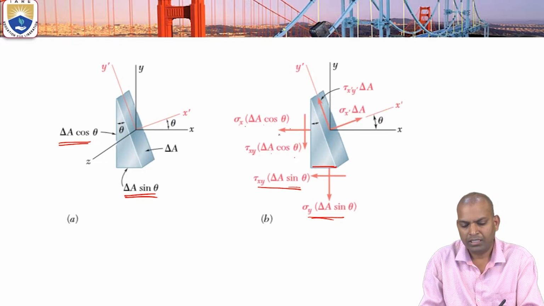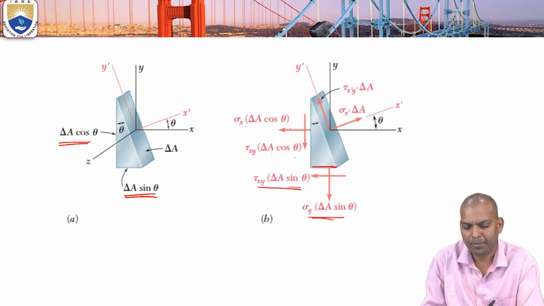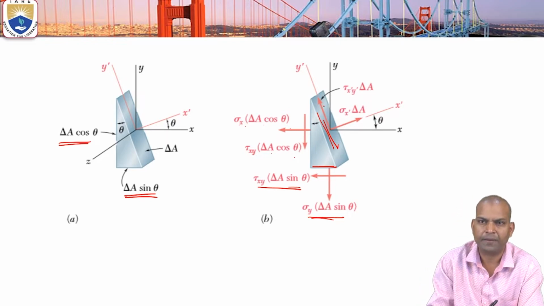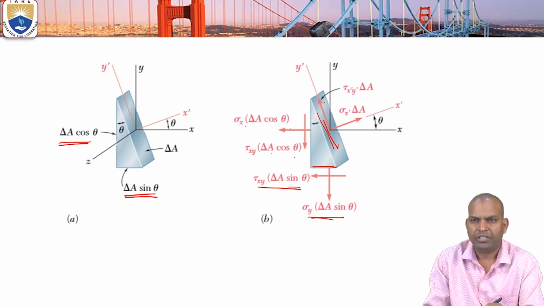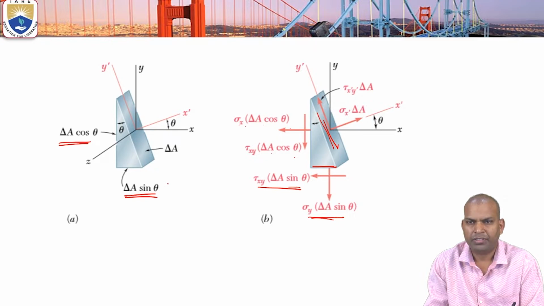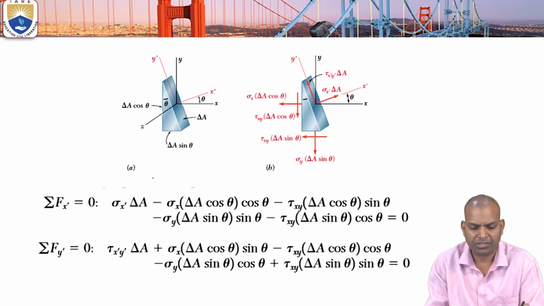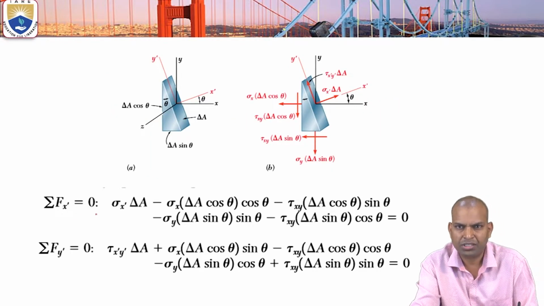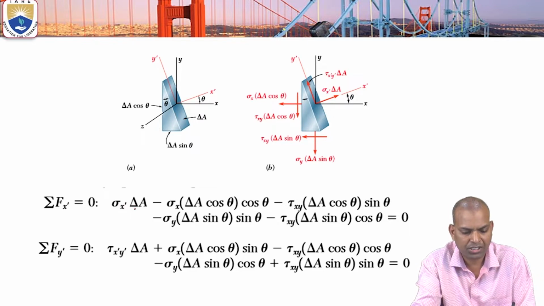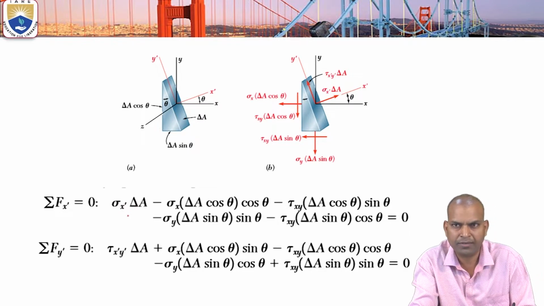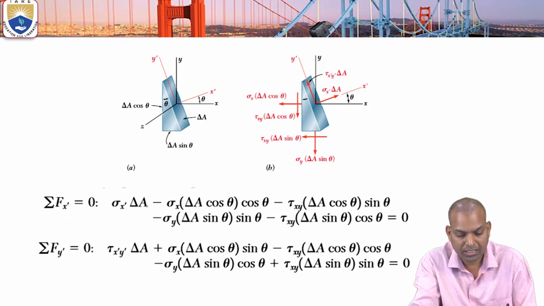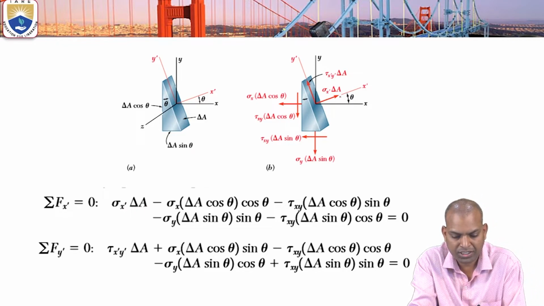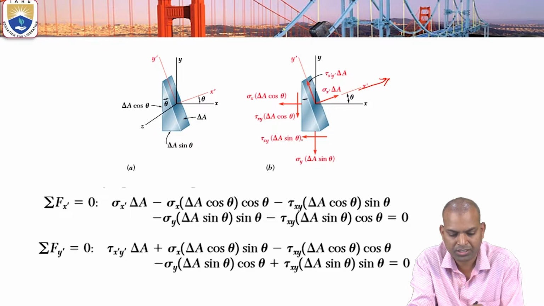Here, the normal stress is sigma x dash del A, and parallel to the plane is tau x dash y dash del A. After resolving these components, we have to apply equilibrium conditions in the x and y directions. Then sigma Fx dash equals 0, that is sigma x dash times del A going towards the x direction.